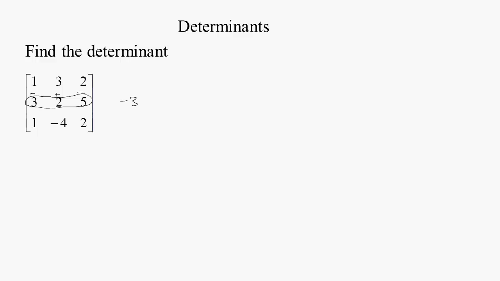So we have negative 3 times the determinant of the 2 by 2 you get when you cross out the row and column that the 3 is in. That should leave 3, 2, negative 4, 2. The next one is the 2, and it's in a plus position, so I won't mess with its sign. I'll multiply it by the determinant of the 2 by 2 you get when you cross out the row and column that the 2 is in. So that's just crossing out that center row and that center column. You have 1, 2, 1, 2.